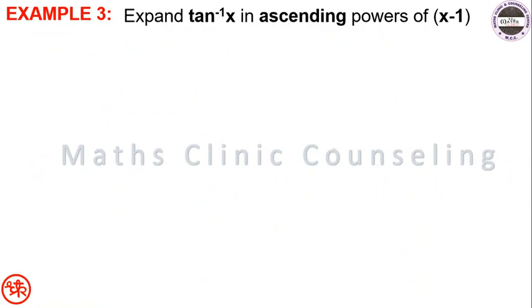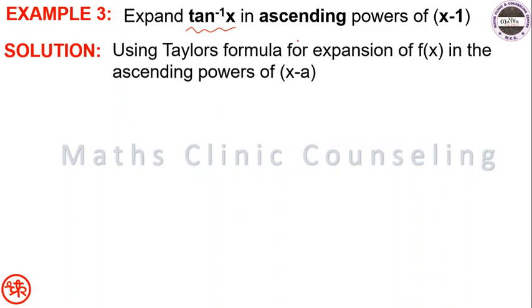Similarly, third example: expand tan inverse x in ascending powers of x minus 1. Again, the x minus a formula will be used here. Using Taylor's formula for expansion of f of x in ascending powers of x minus a, that is formula 3. So what is that formula?